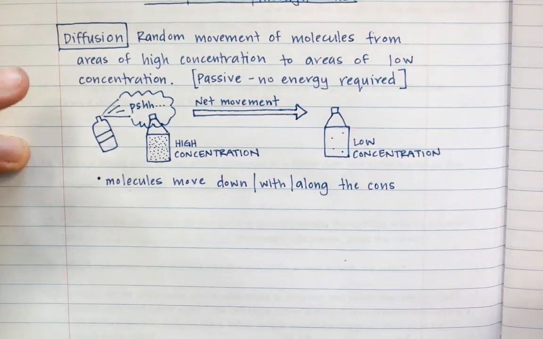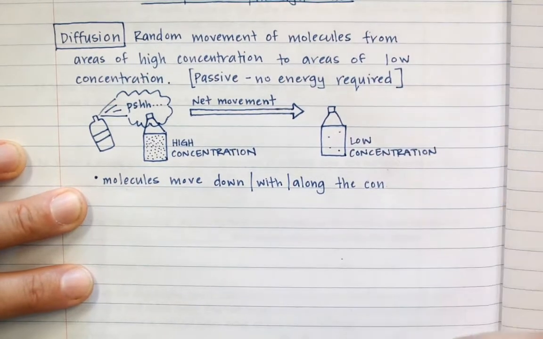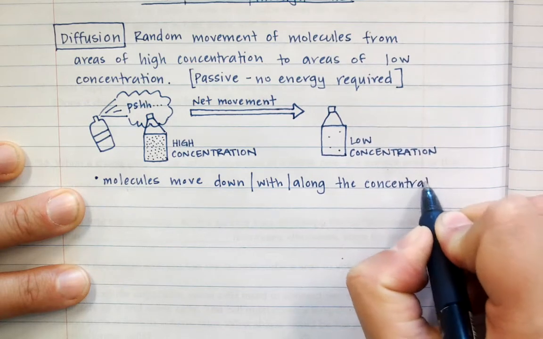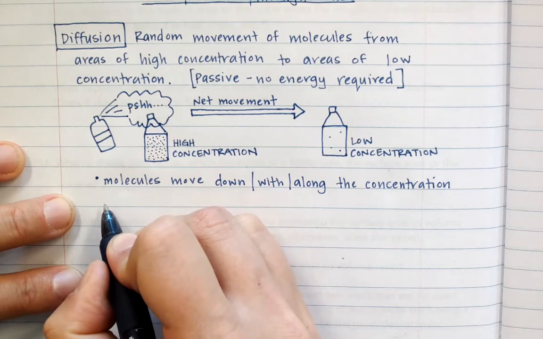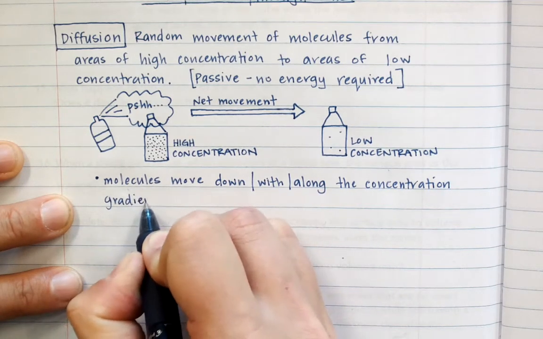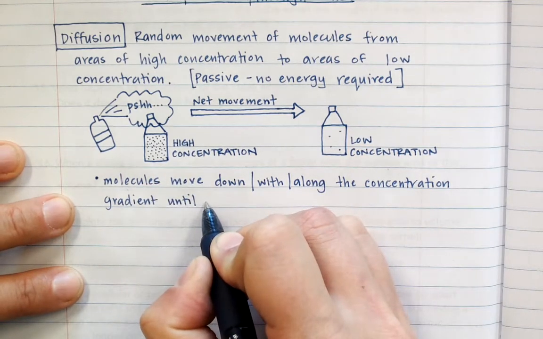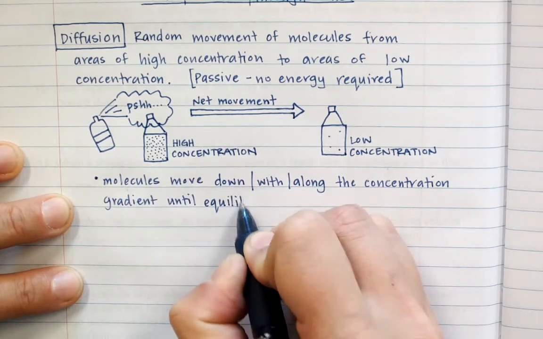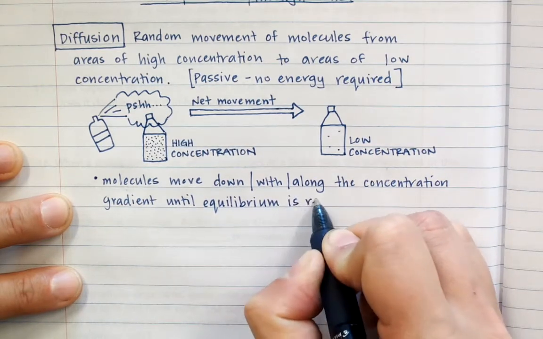How do you spell concentration? I feel like I'm doing it wrong. You guys fix this if this isn't right. So down the concentration gradient until equilibrium is reached.